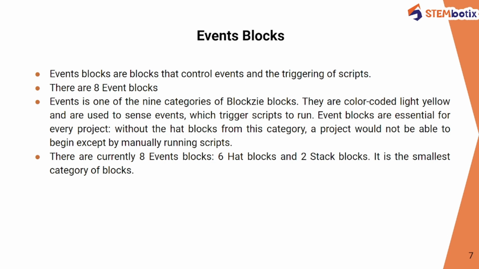Means if you want to automate and start running your program, you have to add an event block at the starting part of your coding. There are currently 8 event blocks, 6 hat blocks and 2 stack blocks. It is the smallest category of blocks. Means the event block category is the smallest, having only 8 event blocks. From these 8, 6 are hat blocks and 2 are stack blocks.